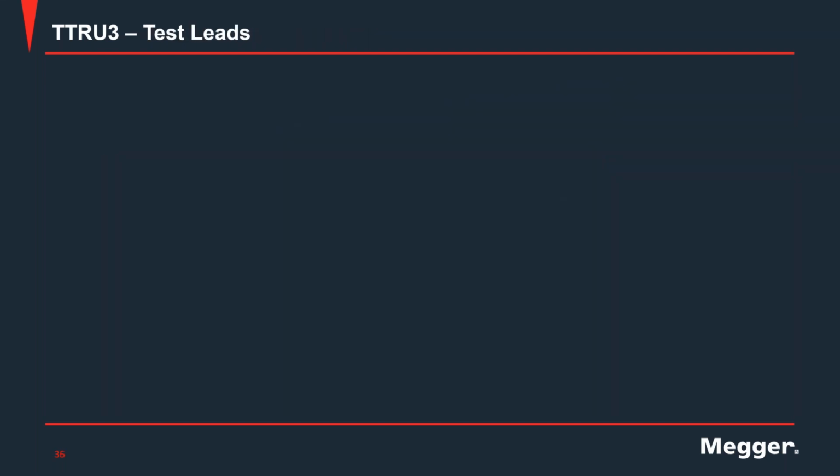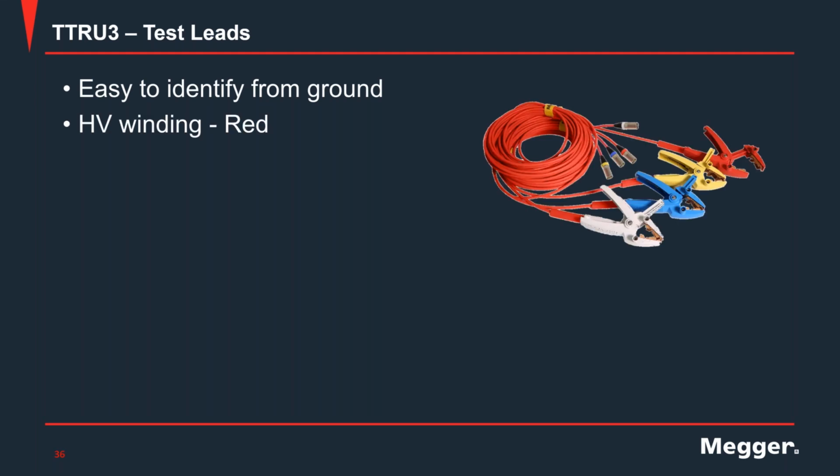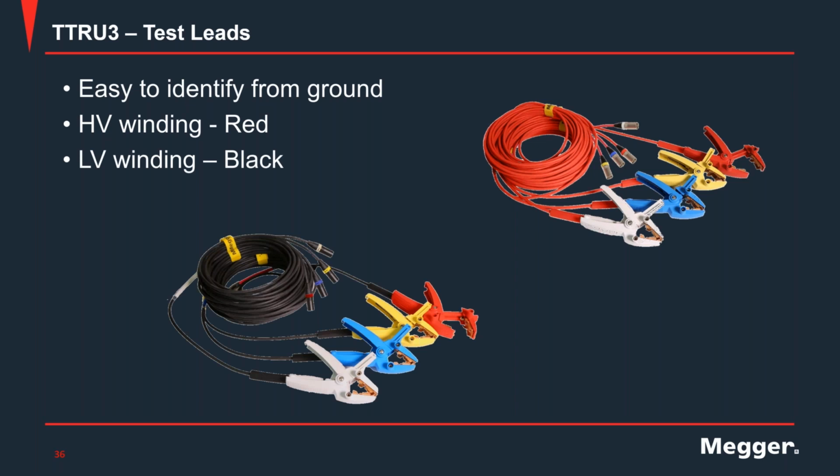So a really, really important feature. Now I briefly mentioned, right, the colors of the leads. That will make the leads easy to identify from the ground, especially when I'm testing very large units. My high voltage winding lead, as you can see now, will be red. The whole cable is red. My low voltage winding is black. Both the cable and the connector of each lead is black.